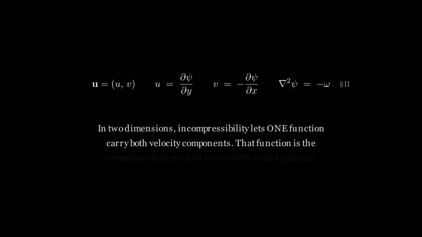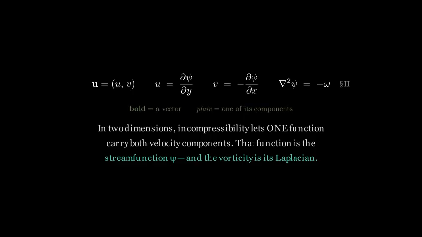One note on notation while both are on screen, because it will matter later. Bold U is the velocity as a vector, and plain U is just its horizontal component. Same letter, 2 different objects.